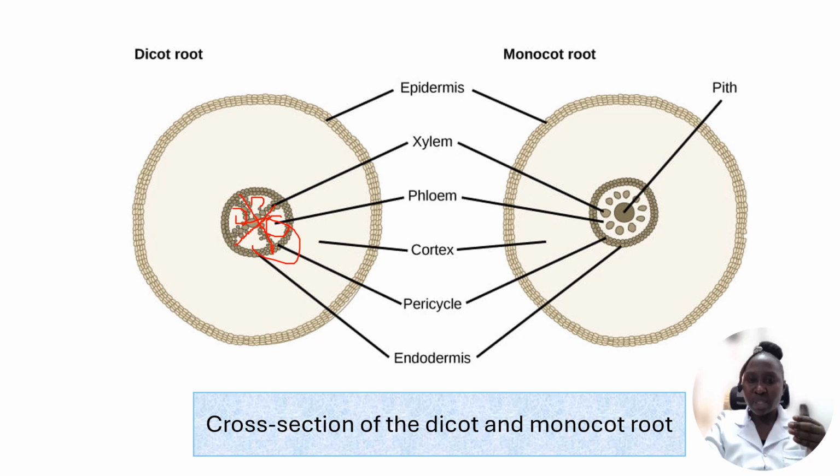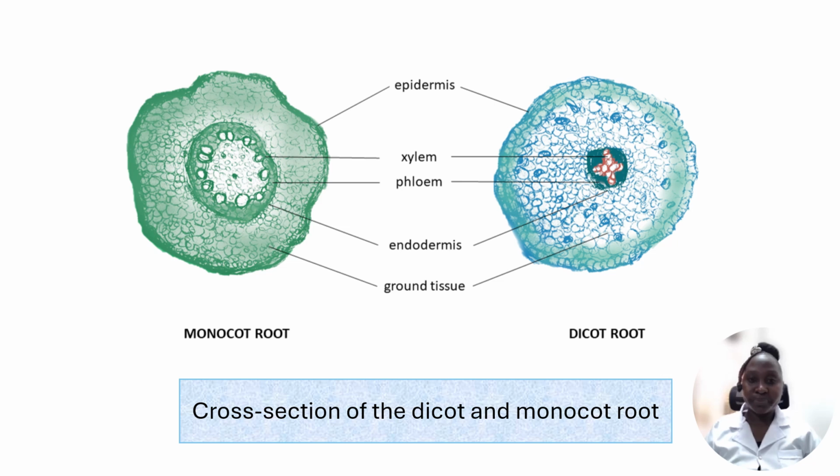In monocot root, the vascular bundles are arranged in a cycle around a central pith. This is the central pith, and these tiny dots are xylems, and in between xylems we find the phloem. So that is how the monocot roots and dicot roots appear under the microscope.